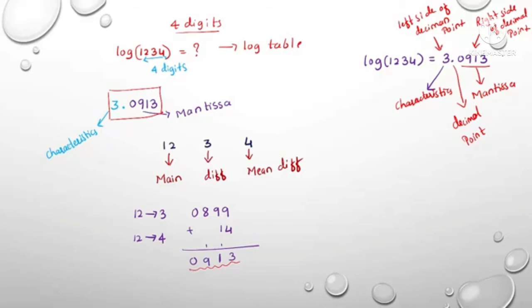Is it clear? Now I will give you one more example. You can try to solve this example. The number is log of 5678. Can you find its value? Now tell me how many digits are there? 4 digits. How to find the characteristic? 4 minus 1 will be 3. So 3 point. Next we have to observe 56 at 7, in the difference column, and 56 at 8, in the mean difference column. This is the difference column but this is the mean difference column.